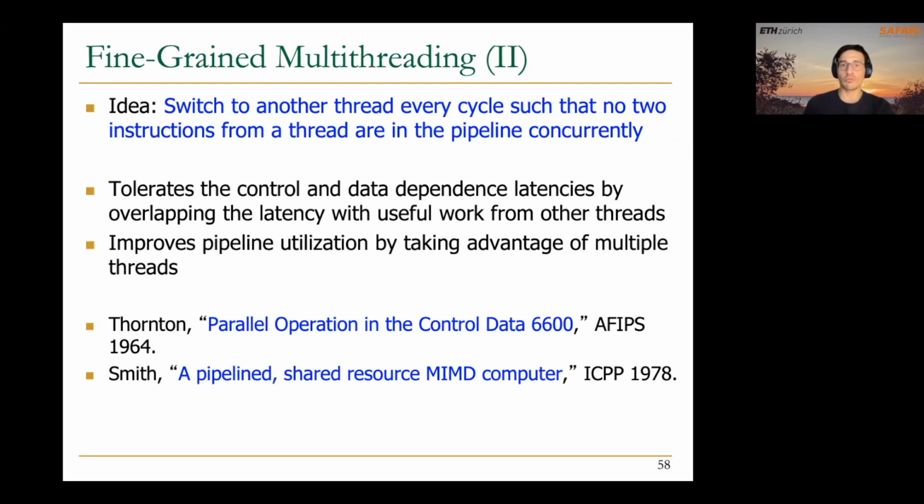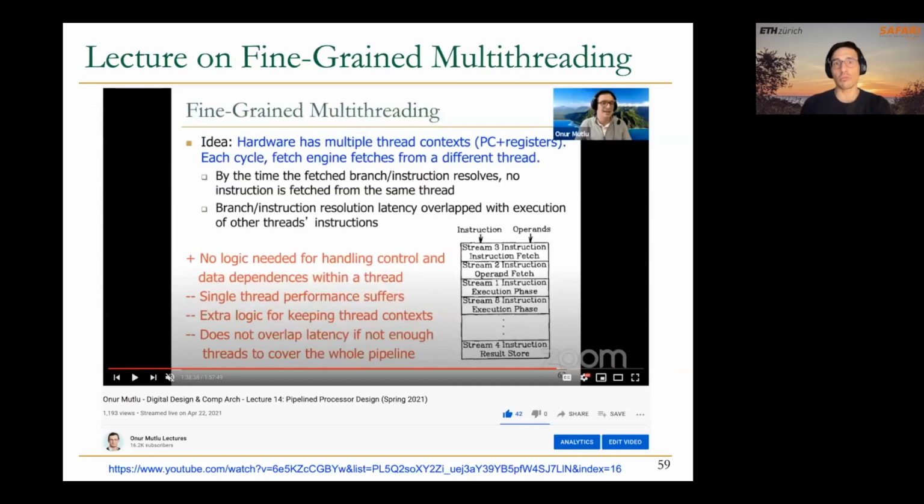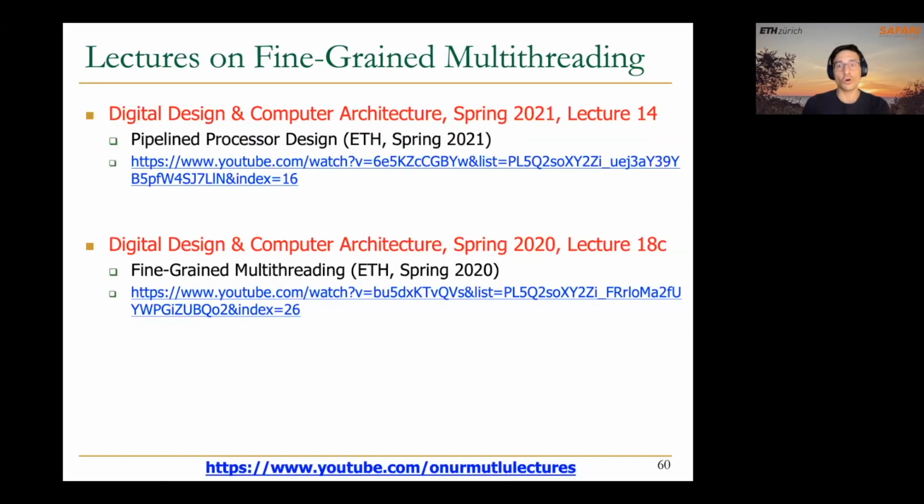So as I said before, this allows us to tolerate long latencies due to, for example, control or data dependence, or long latency operations like memory accesses. If you want to recap and learn more about fine-grained multithreading, I can recommend this lecture from Professor Mutlu, or these other lectures from previous editions of the course.